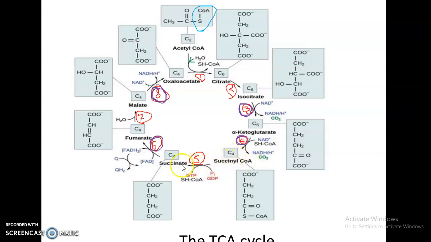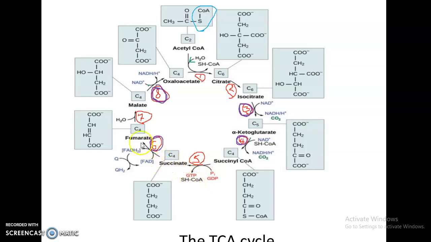Again, succinyl-CoA will be converted into succinate. In this process, there will be making of GTP from GDP plus inorganic phosphate. This is Pi. I indicates inorganic, P indicates phosphate. Therefore, inorganic phosphate plus GDP gives us GTP. Here will be removal of the CoA at this step.